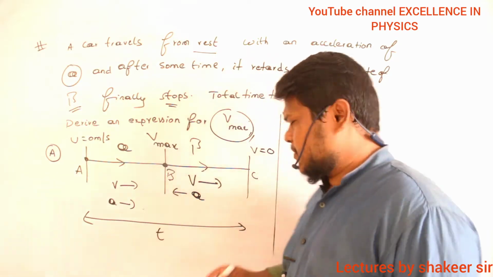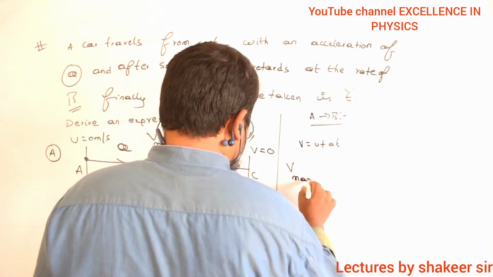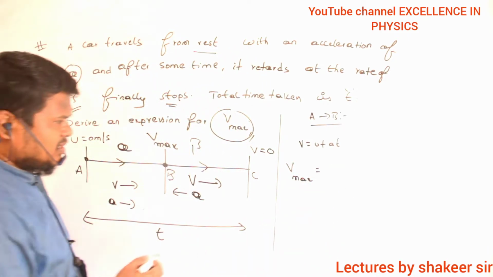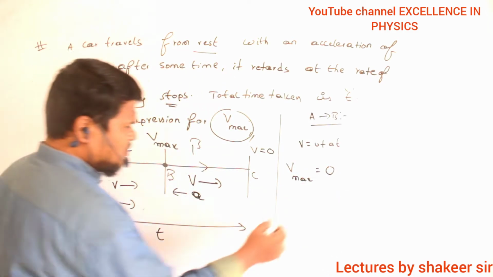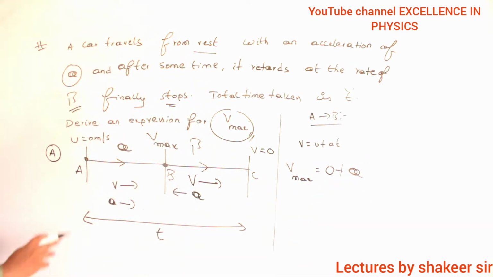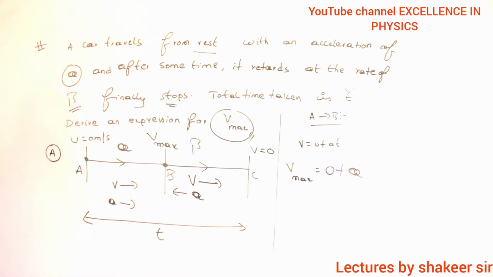So V means final velocity, and what is the final velocity? V max. What is the initial velocity from A to B? Initial velocity is 0. Clear? What is the acceleration? Acceleration is alpha. Clear, no? What is the time taken? Time taken is not given. Total time is given, no? But what is the time interval between A and B? Is it given? That is not given.